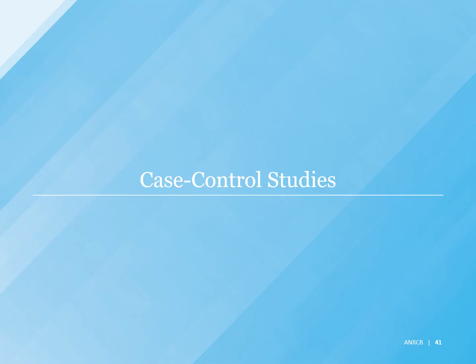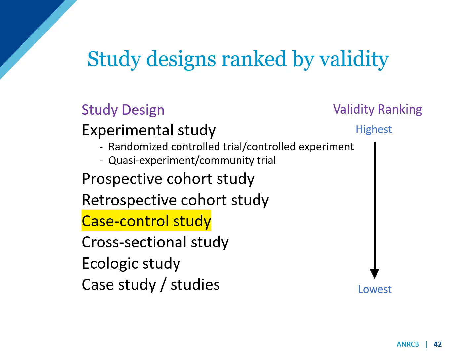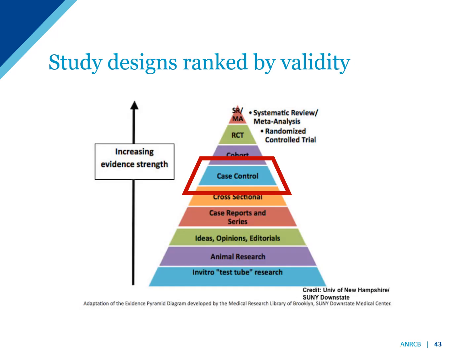The second type of observational study we'll talk about today is the case control study. Here it is in our ranking of validity, lower than the cohort studies, but higher than a cross-sectional in observational studies, and in how it contributes to the field of evidence.